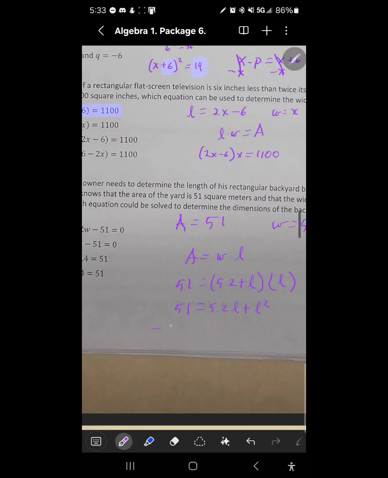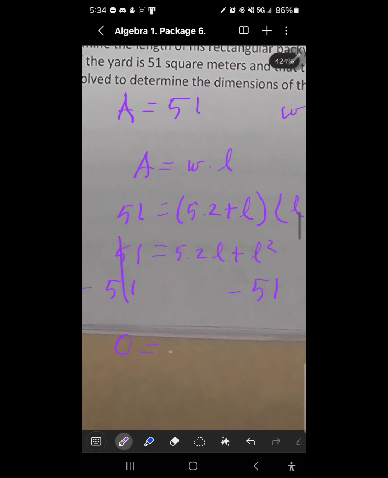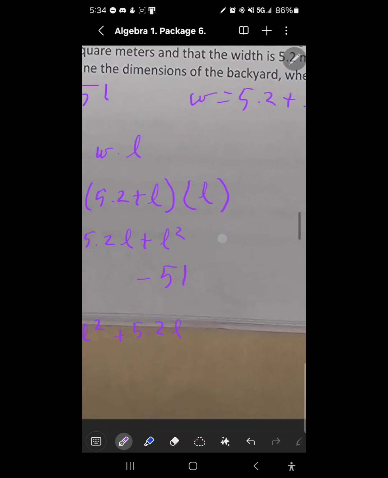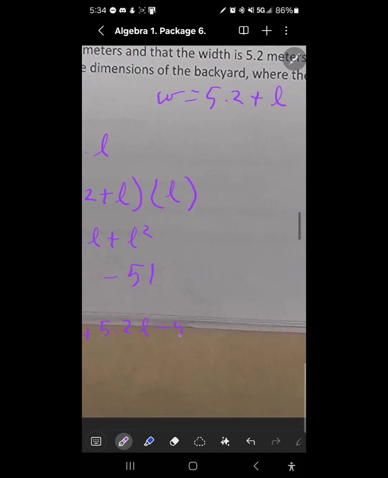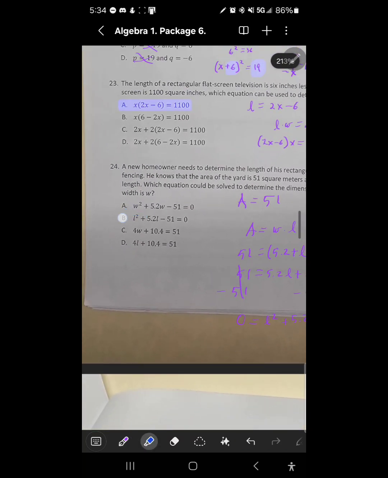Okay, I can also subtract 51 from both sides. So I can cancel and I can get 0 equals, I'm just going to rewrite it, L squared plus 5.2L. And then we have negative 51, which is option B.